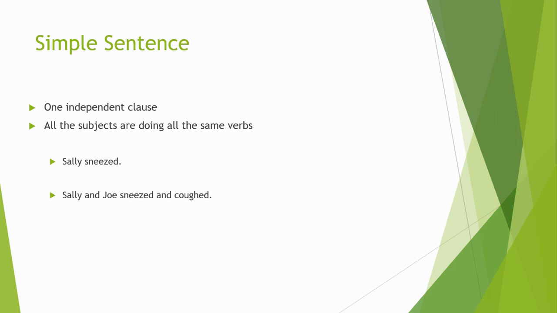Okay? So, two examples. Sally sneezed. Subject, verb, period, and it makes sense. Simple sentence. Sally and Joe sneezed and coughed. Two subjects, two verbs, but guess what? When it comes to our subjects and verbs, Sally sneezed, Sally coughed. Joe sneezed, Joe coughed. All of the subjects are doing all of the verbs. Simple sentence. Both of those are simple sentences.